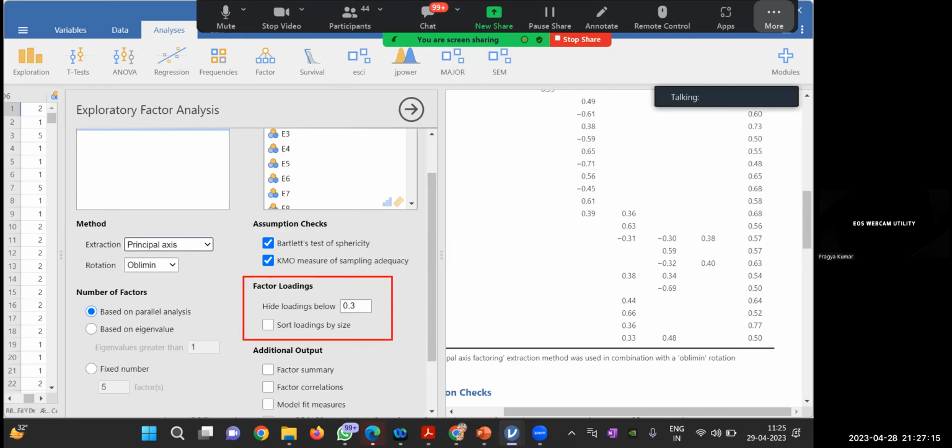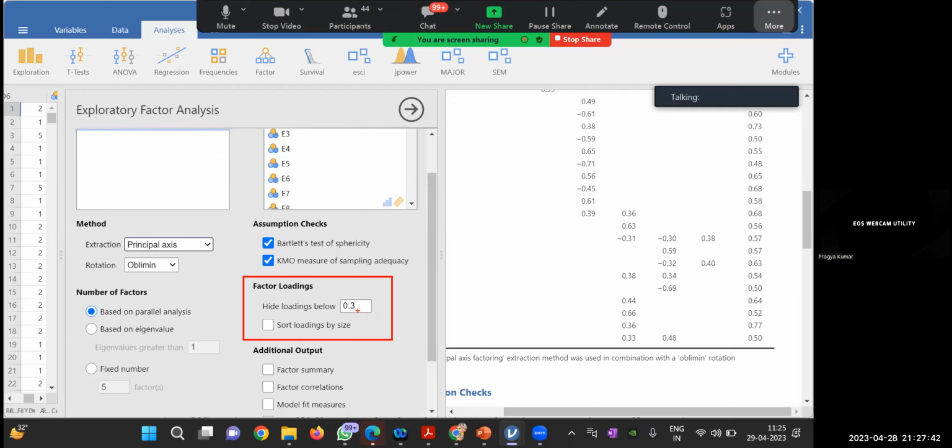What is the option here? What is the default hide pattern? Pavni is writing the items are in another factor group, it's hidden. Yes, why is it hidden? Because the default command is to hide the loadings below 0.3. And this loading is what?